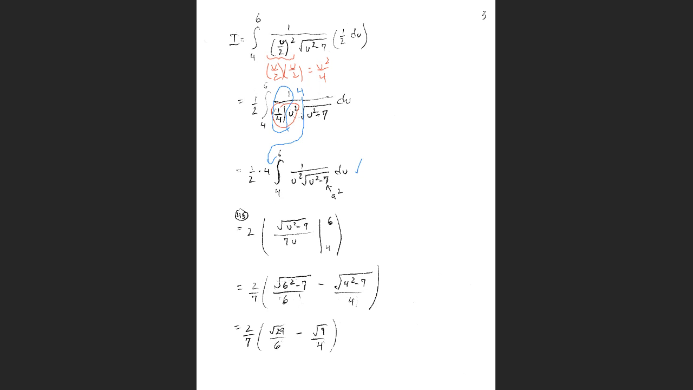Formula 45, let me just rewrite it here for you. So formula 45 is the integral of 1 over u squared times the square root of u squared minus a squared du. So our variable is u there. That's going to equal the square root of u squared minus a squared, all divided by a squared times u plus a constant.